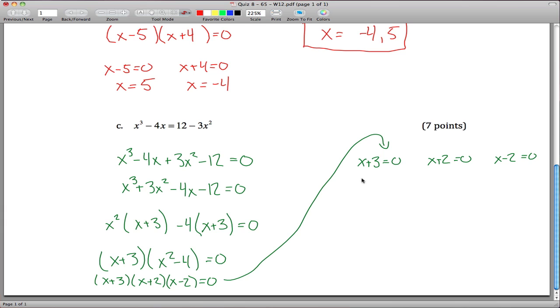Do this first one, subtract 3 from both sides, you get x equals negative 3. This next one, subtract 2 from both sides, you get x equals negative 2. And this last one, add 2 to both sides, you get x equals 2. So you could write x equals and then all these guys with commas in between, or just leave it like this. I'll leave it like this. You see different ways to write the same answer. But these are the solutions to this equation. And that right there is the end of the quiz.